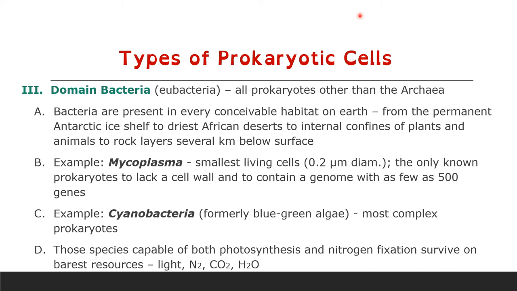So many cyanobacteria are capable not only of photosynthesis, but also of nitrogen fixation, the conversion of nitrogen gas into reduced forms of nitrogen such as ammonia, that can be used by cells in the synthesis of nitrogen-containing organic compounds, including amino acids and nucleotides. Okay, so those species are capable of both photosynthesis and nitrogen fixation, and they can survive on the barest resources such as light, nitrogen, carbon dioxide, and even water.